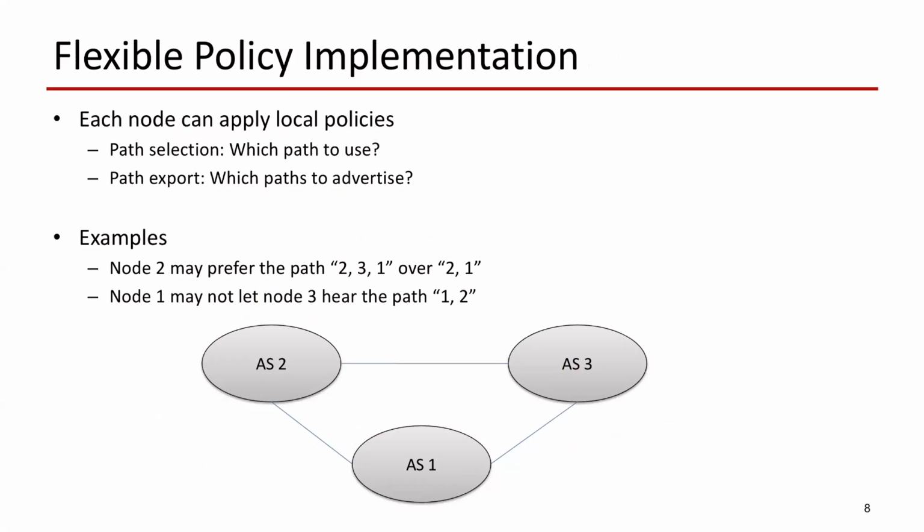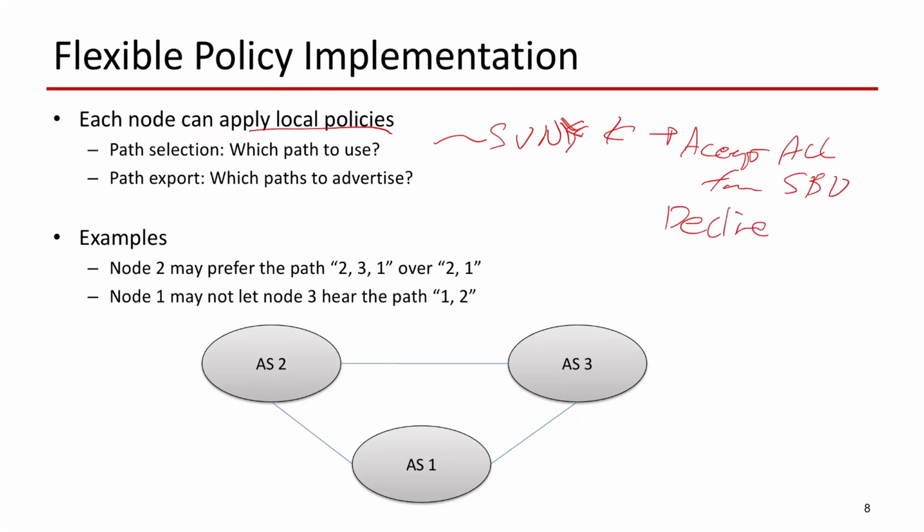So each node can apply local policy. Here's my Sunny Korea policy. Sunny Korea policy basically accept all from SBU, decline all from, who's our enemy? Let's say Yonsei. I'm sorry. So basic policy, accept all traffic from SBU, and decline all from Yonsei. This is written rules. And which path to use?